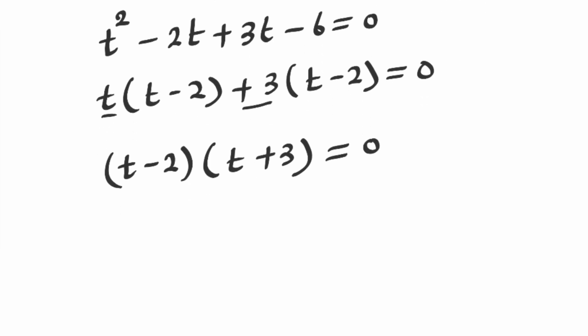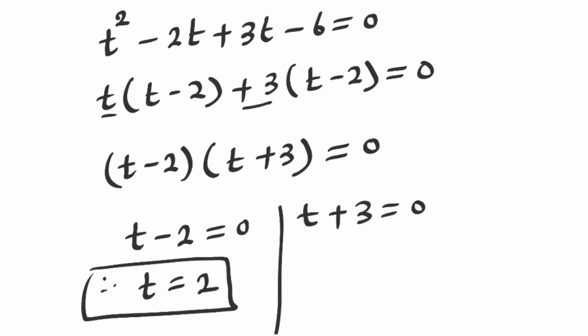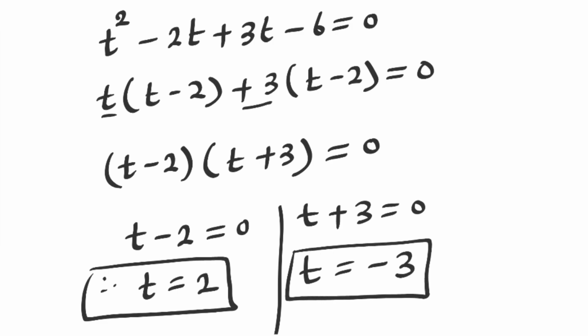There are two cases here. The first case is t minus 2 is equal to 0. Therefore, t is equal to 2. This is the first value of t. And the second case is t plus 3 is equal to 0. Therefore, t is equal to negative 3. This is the second value of t.